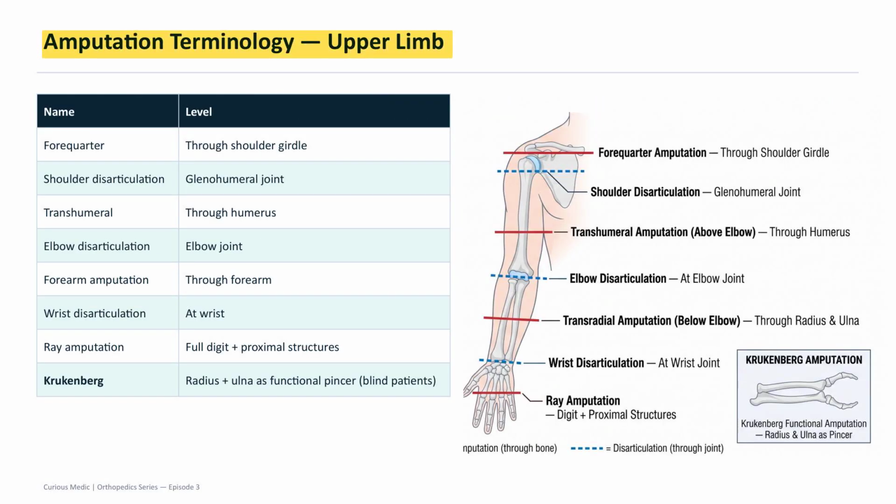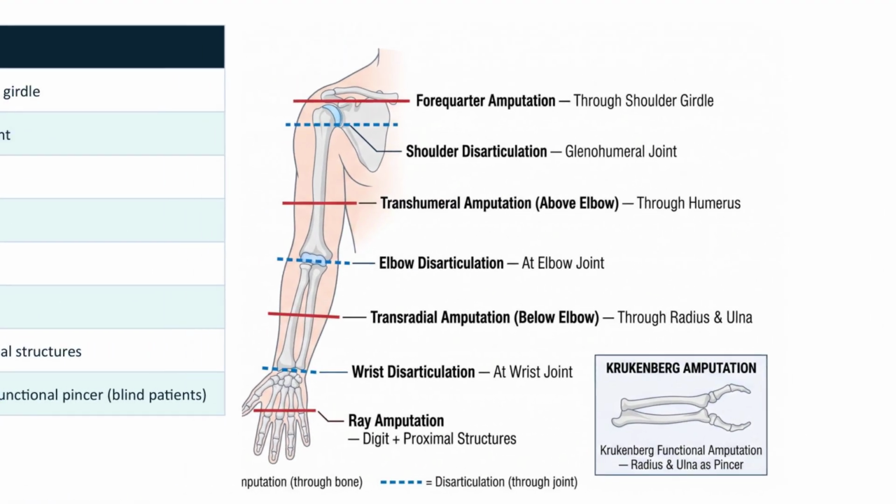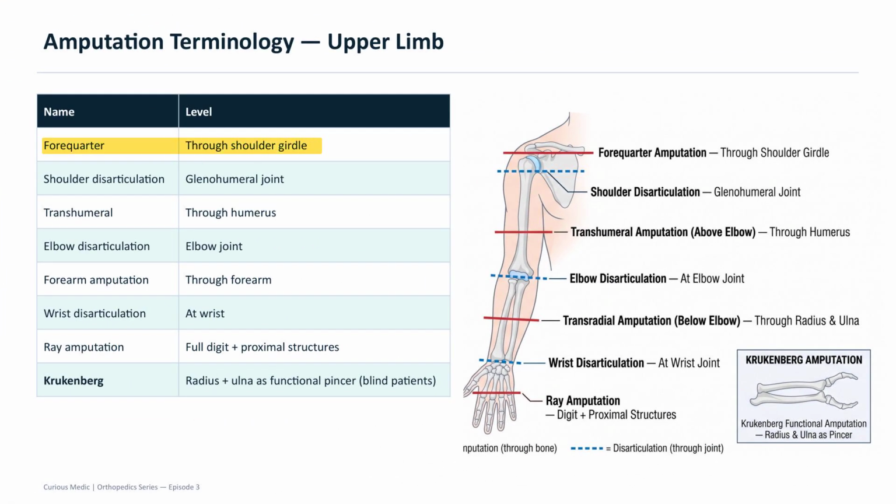Now let us go through the complete terminology of amputations. Upper limb first, then lower limb. These names describe the level at which the amputation is performed, and you need to know them cold. Starting with the upper limb, from proximal to distal. Forequarter amputation goes through the shoulder girdle itself. The entire upper limb, including the clavicle and scapula, is removed. This is the most radical upper limb amputation.